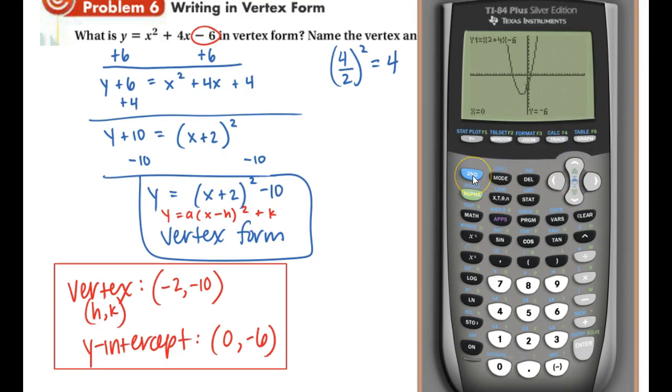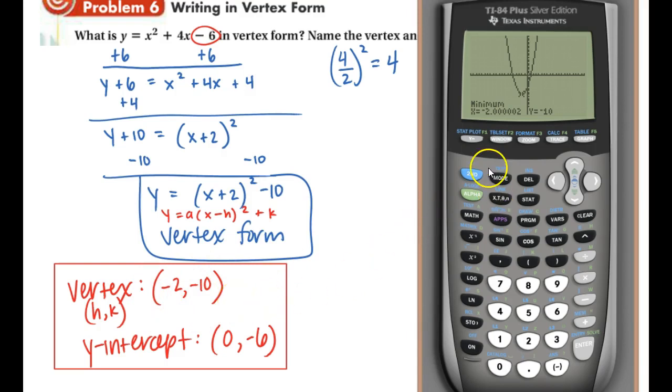And to find the minimum value, or the vertex, it is the minimum in this case since the parabola is opening up, we can go to second calc and then down to minimum. And then now you need to choose a point on the left side and a point on the right side of that vertex. And we find out that the minimum is at the approximate coordinate point of negative 2 comma negative 10, which confirms what vertex we got when we did it together.